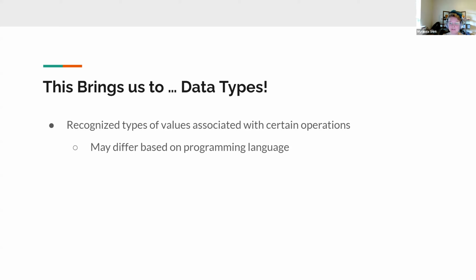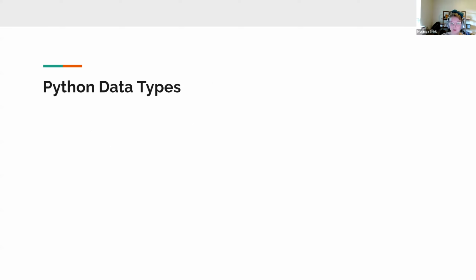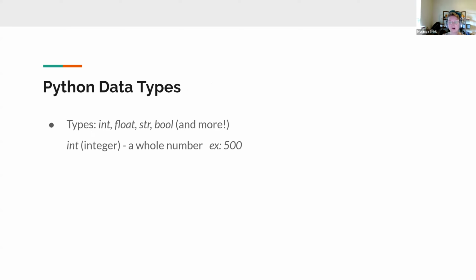So these will differ based on the programming language, but we're going to have a couple basic data types, and we'll learn how to recognize and categorize different pieces of data in Python as these different types. So the first type that we have is integer. This is a whole number, like 500 or 5. Anything without a decimal point is going to be an integer. And this is represented by the Python code int. So if you see int, Python is talking about an integer.